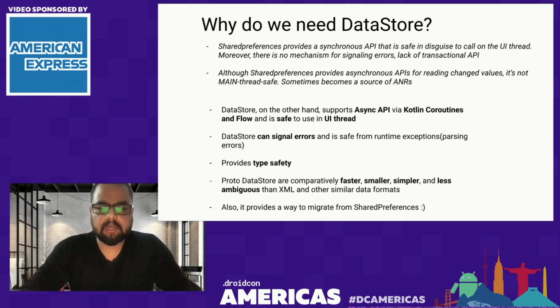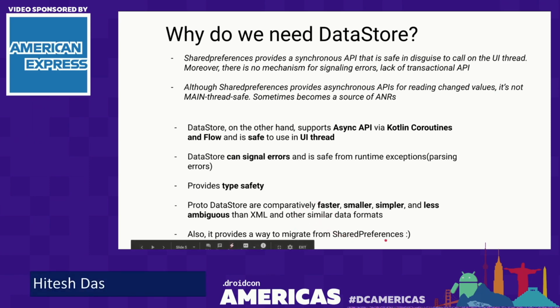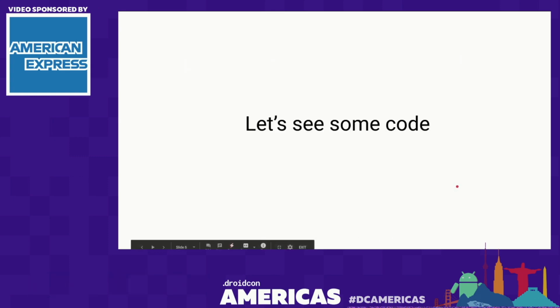Proto data store, on the other hand, is comparatively smaller. So if we compare protocol buffers with other data formats like XML or JSON, it is comparatively faster. It is smaller, simpler, and less ambiguous. Also, it provides a way to migrate from shared preference. That's what we'll discuss as we go further into the presentation.